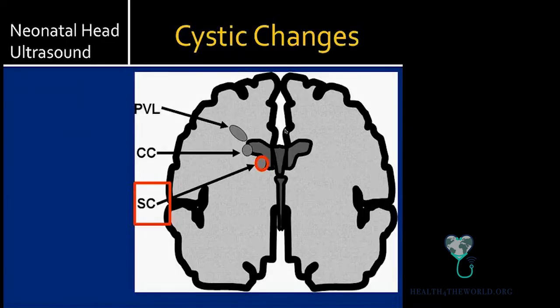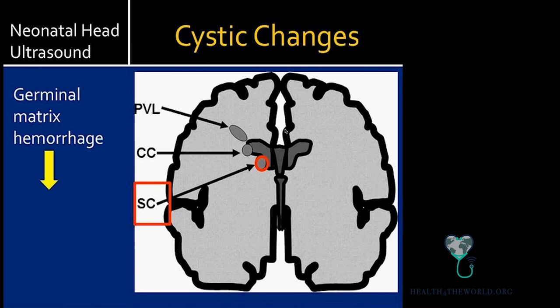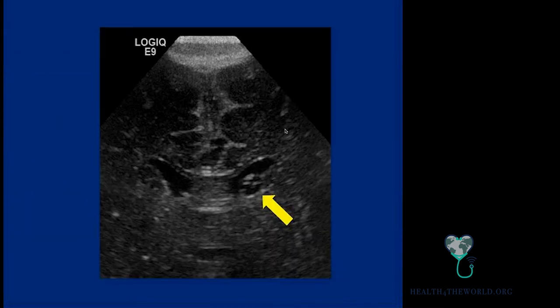Here's an example. And then about the germinal matrix hemorrhage, as a result of that change, it becomes cystic as the clot retracts. So here's the hemorrhage or cyst right here.